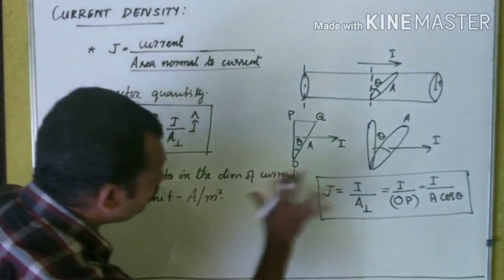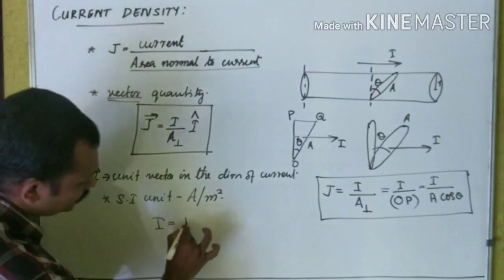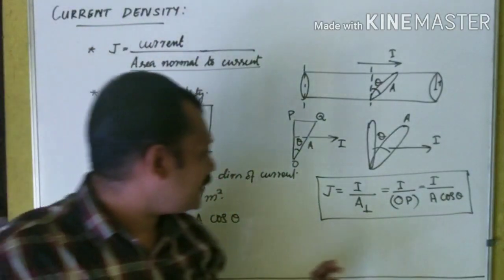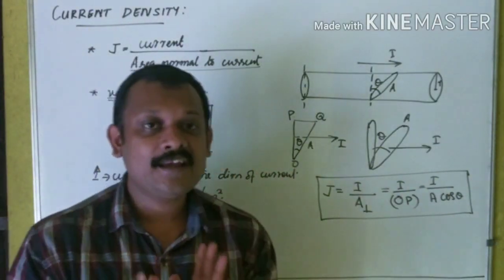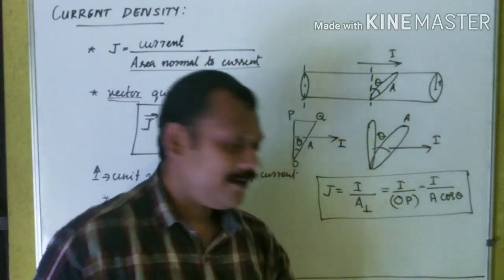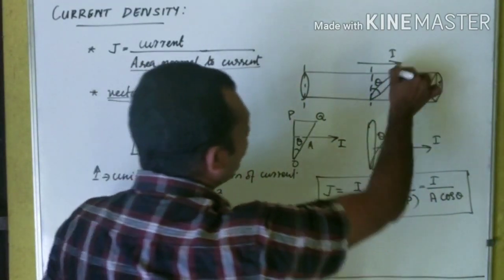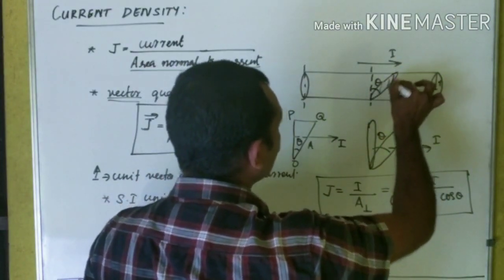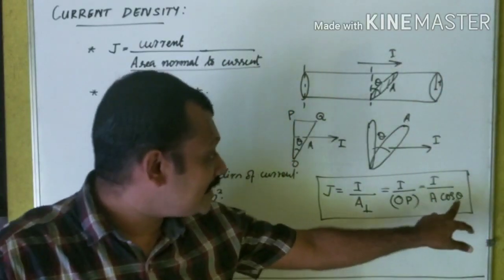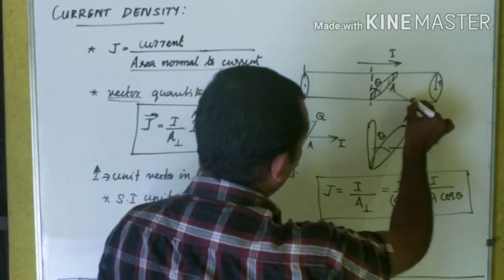Now look at that expression, that is important for us. From here I can say I is equal to J A cos theta. What is J? In this case, J is the magnitude of current density. What is A? The magnitude of the area of the plane under consideration. The shaded portion represents the plane under consideration, and its area is A. Now what is theta here? Theta is the angle between the current direction and the direction of this area vector A.